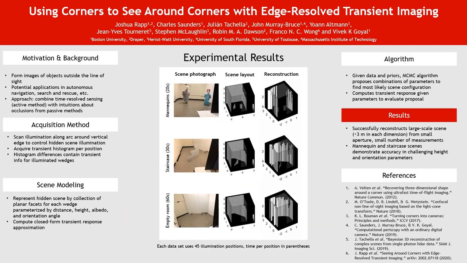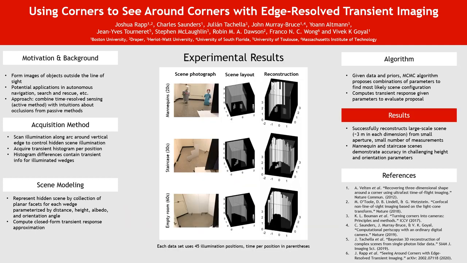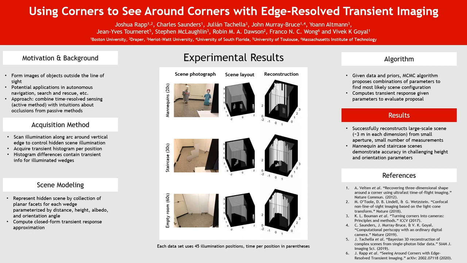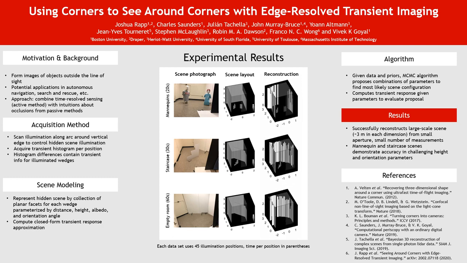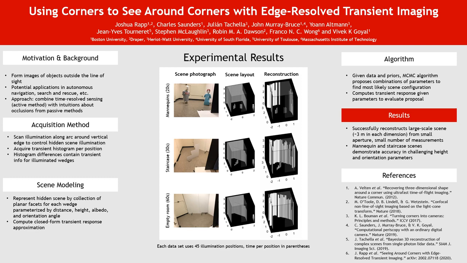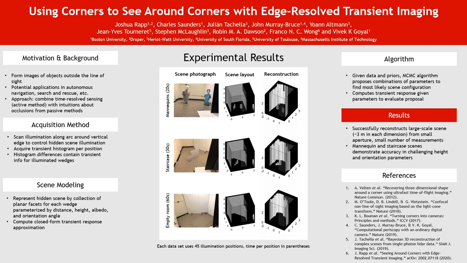Here we show reconstruction results for 3 experiments. In each case, we have a large-scale scene of about 3 meters in each dimension with up to 2 objects in the middle of a room. Each acquisition uses only 45 illumination positions for an extremely small scanning radius of 1.5 centimeters, and yet recovers a 180-degree view of the scene.